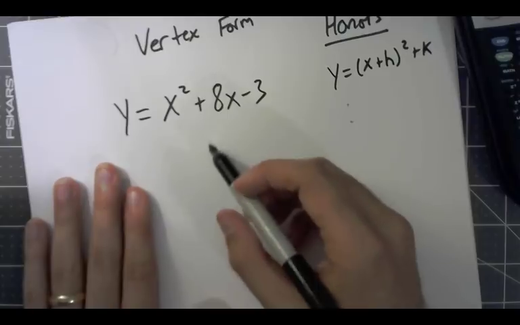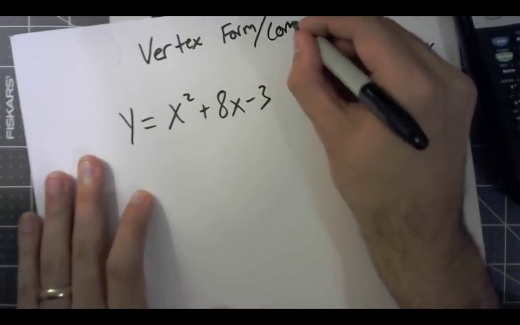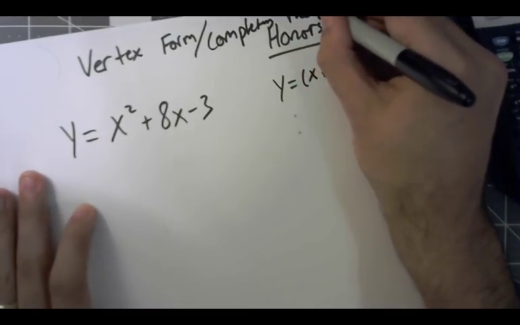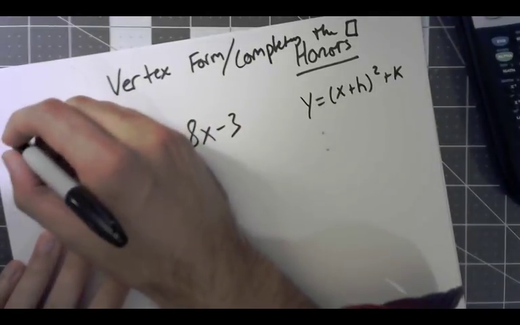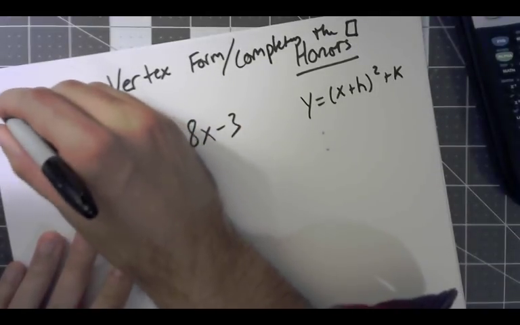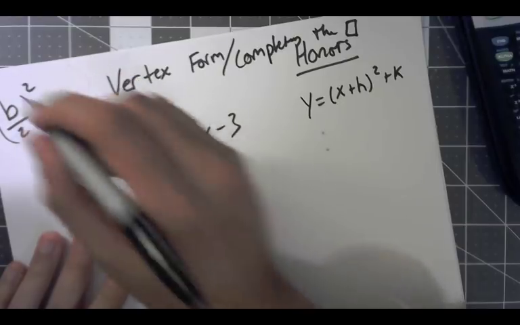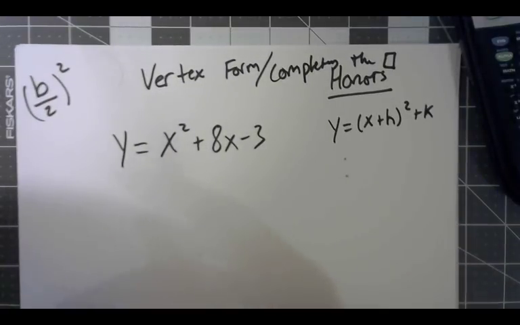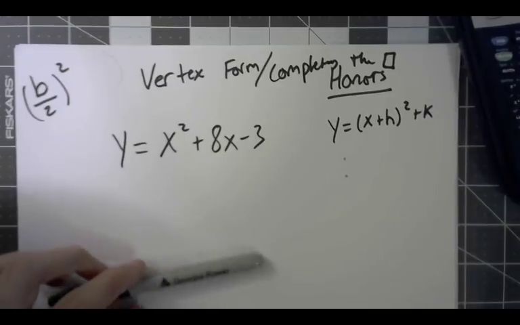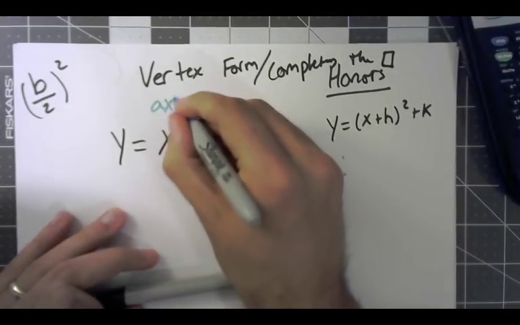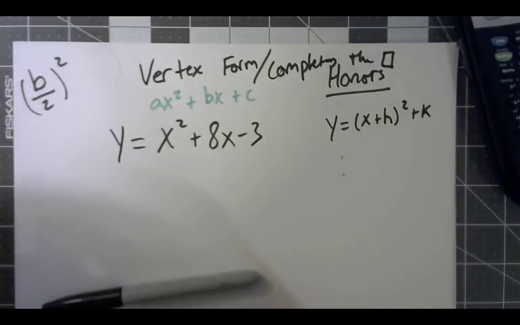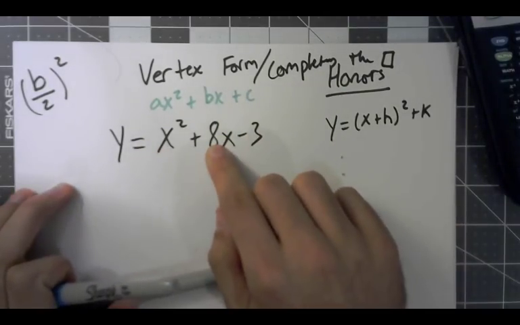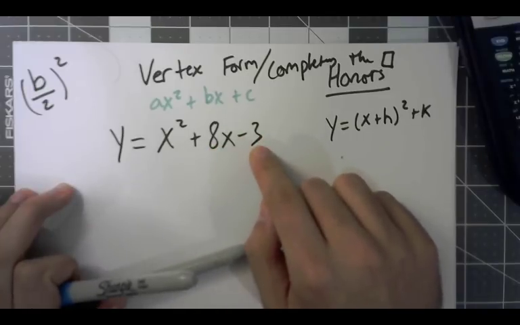We have to do something similar to completing the square. So we can even put these together because they're kind of similar. They use the same idea. And what that idea is: half of b, squared. Half of b squared. And we remember we have a, b, and c. We have ax squared plus bx plus c. So my a in this case is 1, my b is 8, and my c is negative 3.